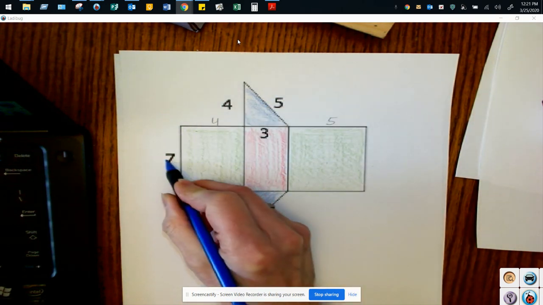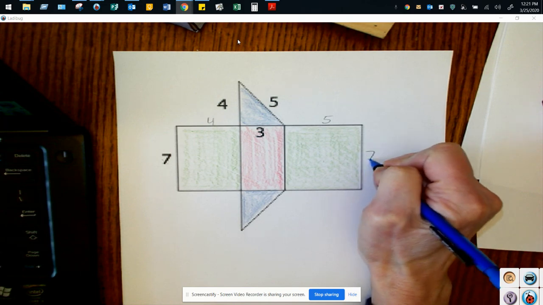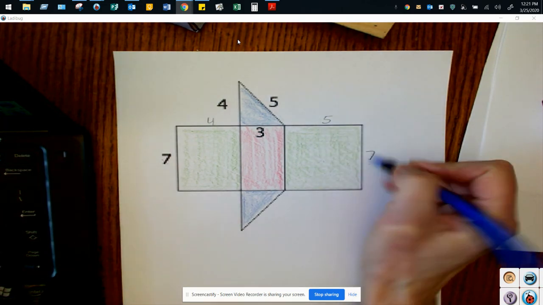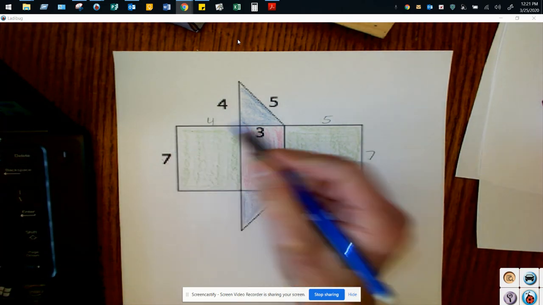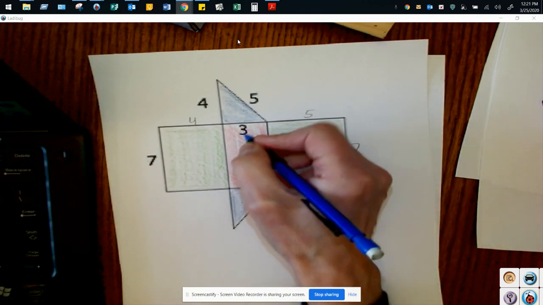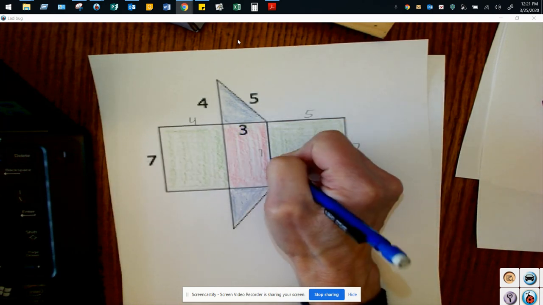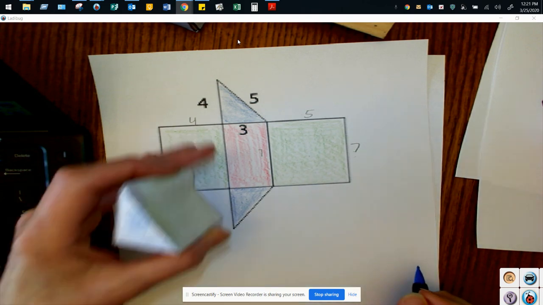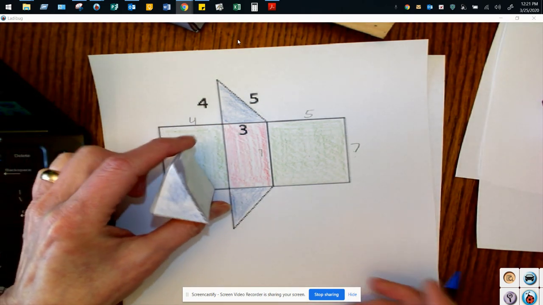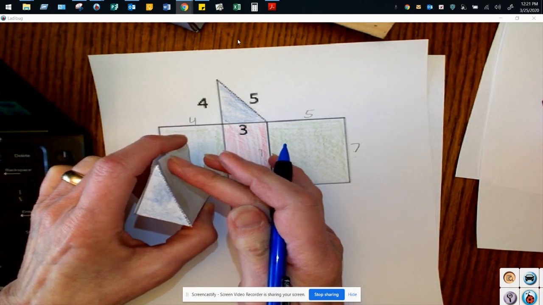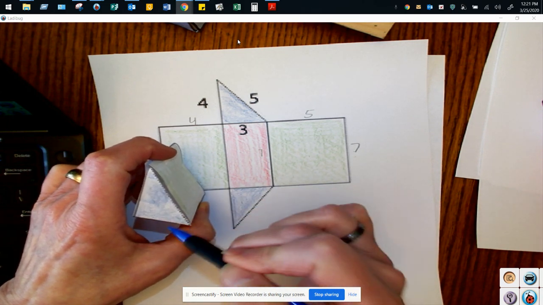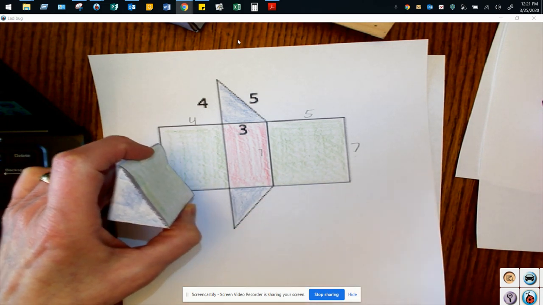I know these are both 7s. So this would be a 5 by 7 rectangle. That would be a 4 by 7 rectangle. And then this one would give me the 3 by 7 rectangle. So when you're looking at the 3D shapes, you've got to kind of try and pull them apart in your head. And I really do look at the sizes of those triangles to figure it out.